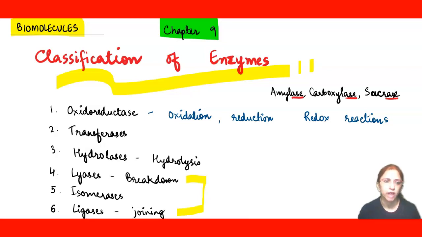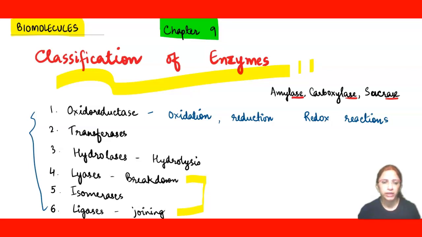So your task is to remember these classes in a serial order. First class is oxidoreductase, then transferase is the second class, third class is hydrolases, fourth is lyases, fifth is isomerases, and sixth one is ligases.